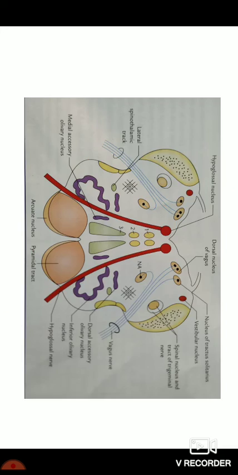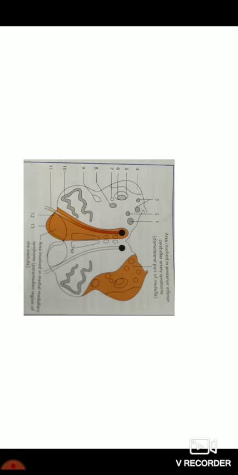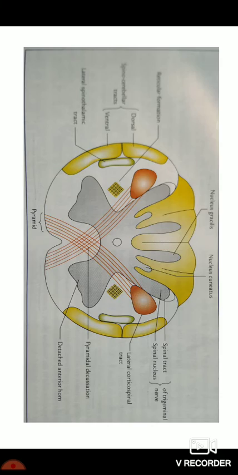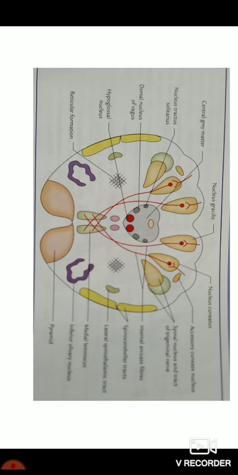See this image. So you see here, this is the hypoglossal nucleus, nucleus of vagus nerve, and nucleus of tractus solitarius. This will be present around the central gray matter. Then we have the medial longitudinal bundle, which lies posterior to the medial lemniscus. Then we have the spinocerebellar tracts and the lateral spinothalamic tract.